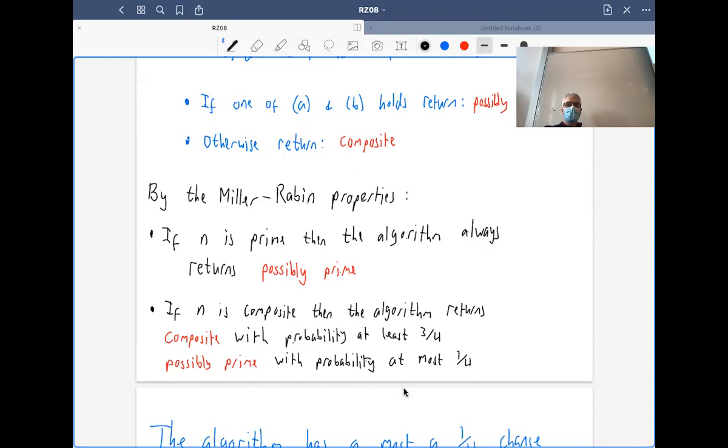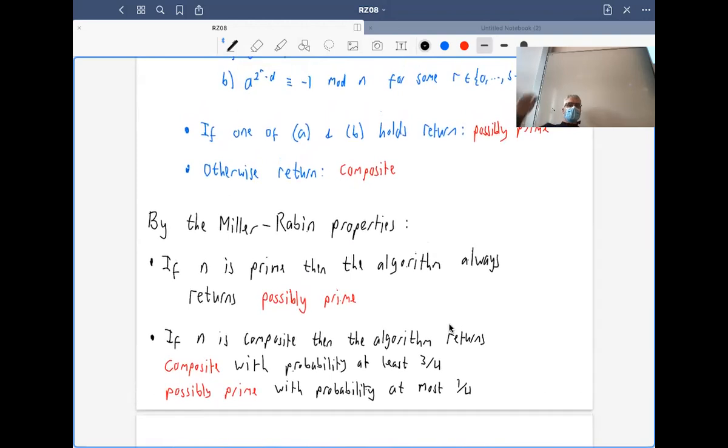And because there are at most (n-1)/4 values for which one of the properties little a and little b hold, if n is a composite number, the algorithm will return possibly prime with probability at most 1/4. And it will return composite with probability at least 3/4. Okay, so we've got an algorithm that if it tells us possibly prime, we don't actually know that it's right. If it tells us composite, we know that the algorithm is telling us the truth and we don't have a prime number.